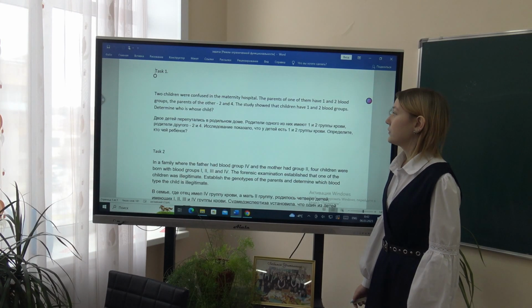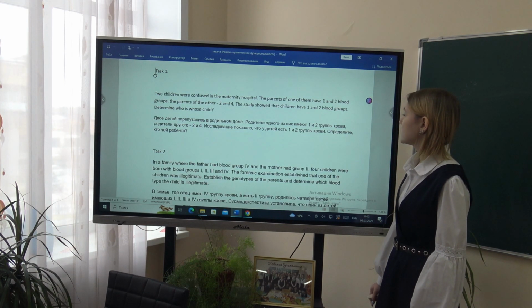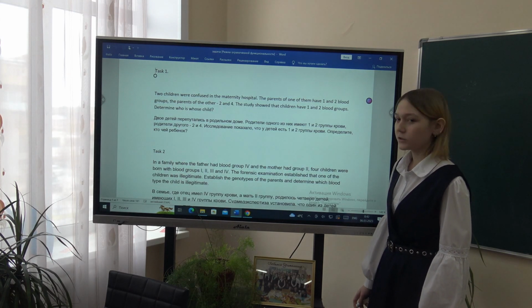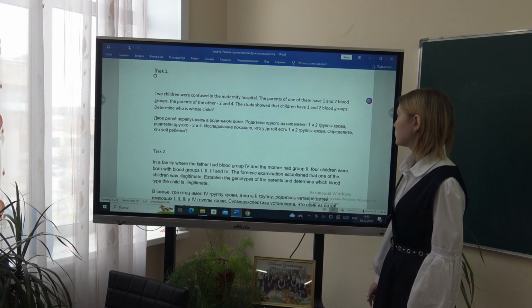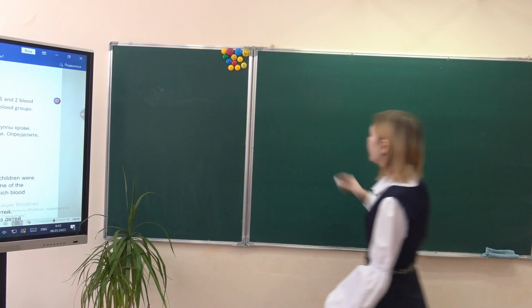Two children were confused in the maternity hospital. The parents of one of them have 1 and 2 blood groups. The parents of the other, 2 and 4. The study showed the children have 1 and 2 blood groups. Determine who is whose child.